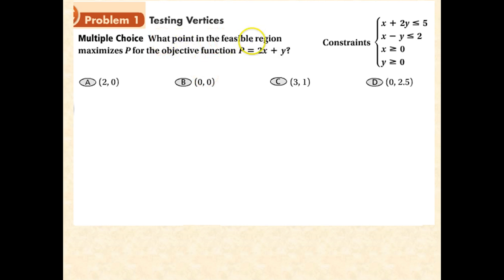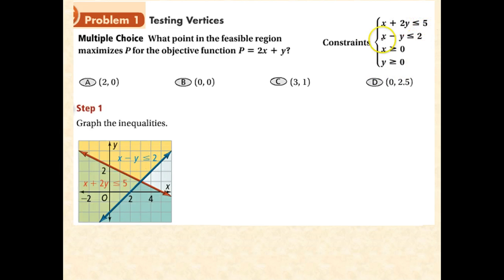So, what point in the feasible region maximizes the profit p for the objective function p equals 2x plus y? Here are my constraints, so we need to graph those constraints. x is greater than or equal to 0, y is greater than or equal to 0. That just means we're not looking at anything over here. Usually in a real-life situation, things that you're measuring don't go negative, so we just look in quadrant 1.